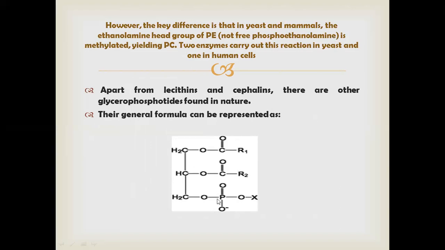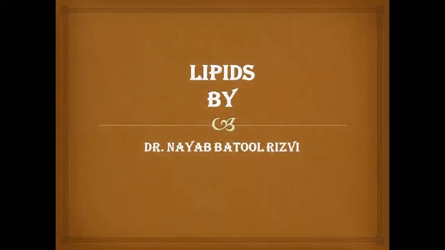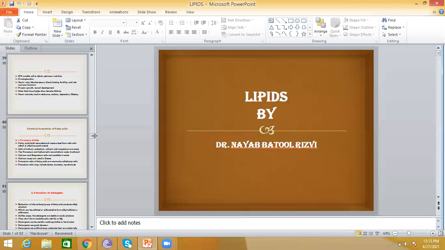This is glycerol, this is the phosphate, and there X represents the site where the other groups have to be attached. Like if we are talking about choline, that will attach over here. If we are talking about ethanolamine, that will attach over here. If we are talking about serine, that will attach over here. If we are talking about inositol, that will also attach over here. So whatever phospholipid we are talking about, on the basis of its functional group, we will keep attaching it.